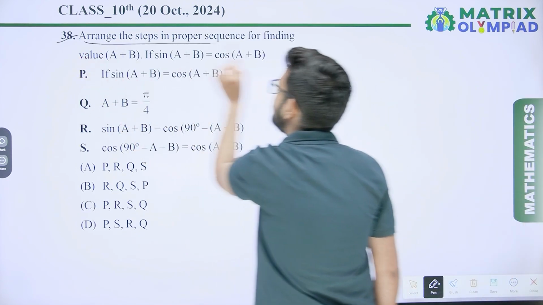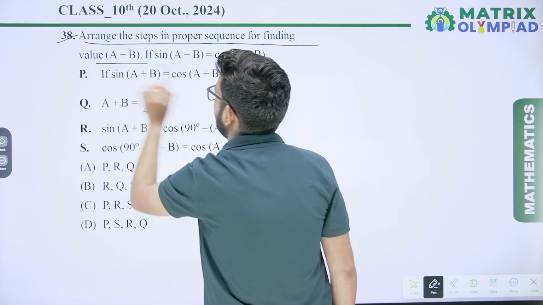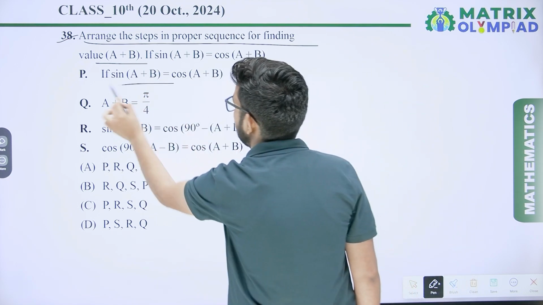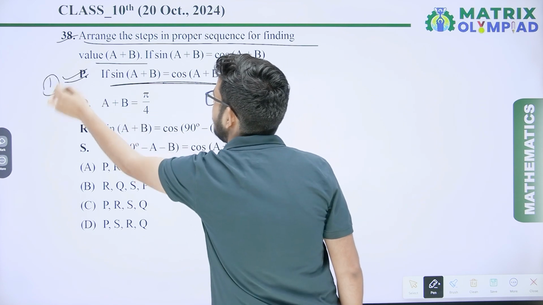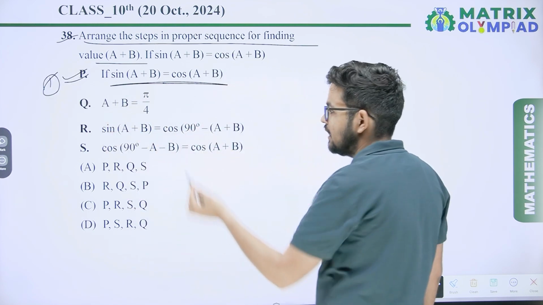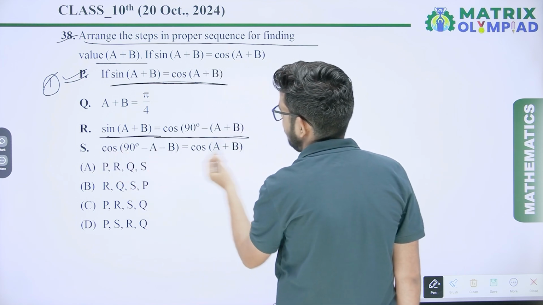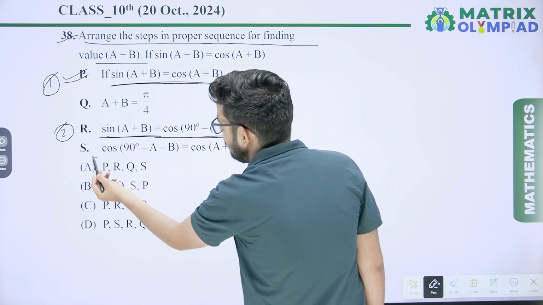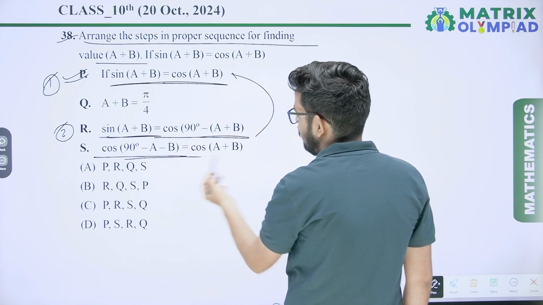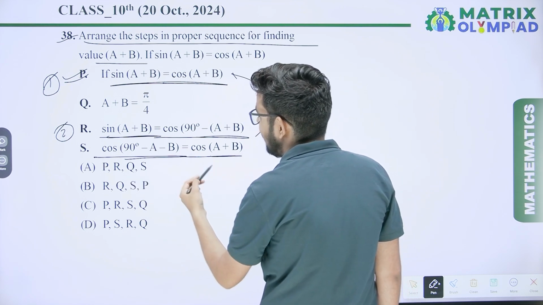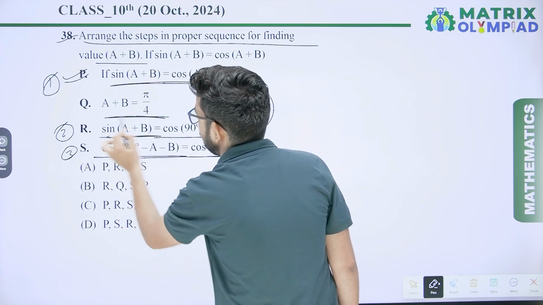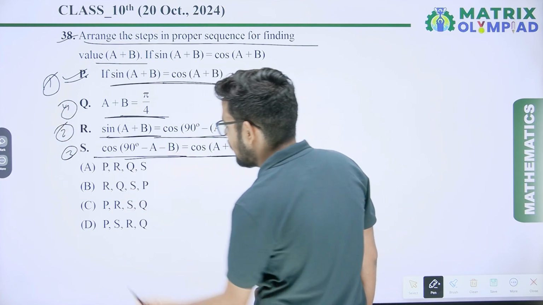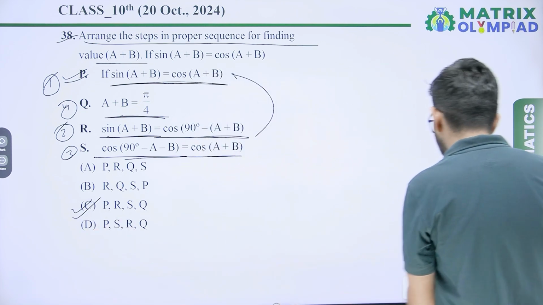Question number 38. Arrange the steps in proper sequence for finding the value of a plus b, if sin(a plus b) equals cos(a plus b). So first of all, sin(a plus b) equals cos(a plus b). So it will be the first step, and after that we replace sin theta equal to cos(90 minus theta). So sin(a plus b) equals cos(90 minus (a plus b)). So this one is the second step. Now put again in P. So we get cos(90 minus a minus b) equal to cos(a plus b). After comparing the angles, we will get a plus b equal to pi by 4. So our correct sequence is PRSQ, option C will be the correct answer.